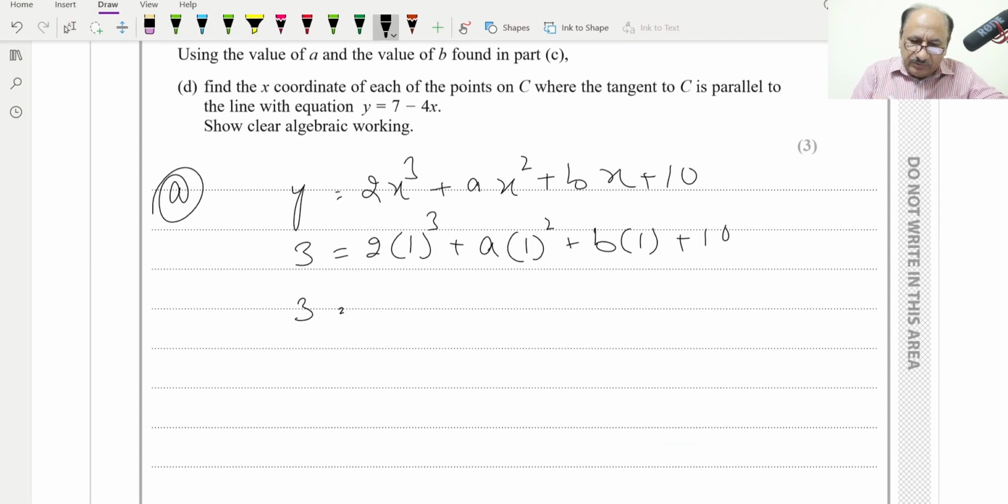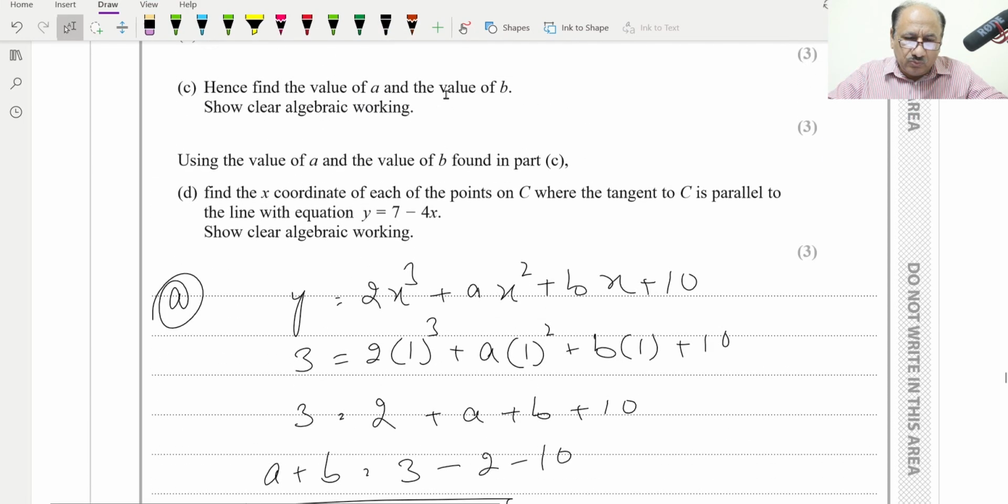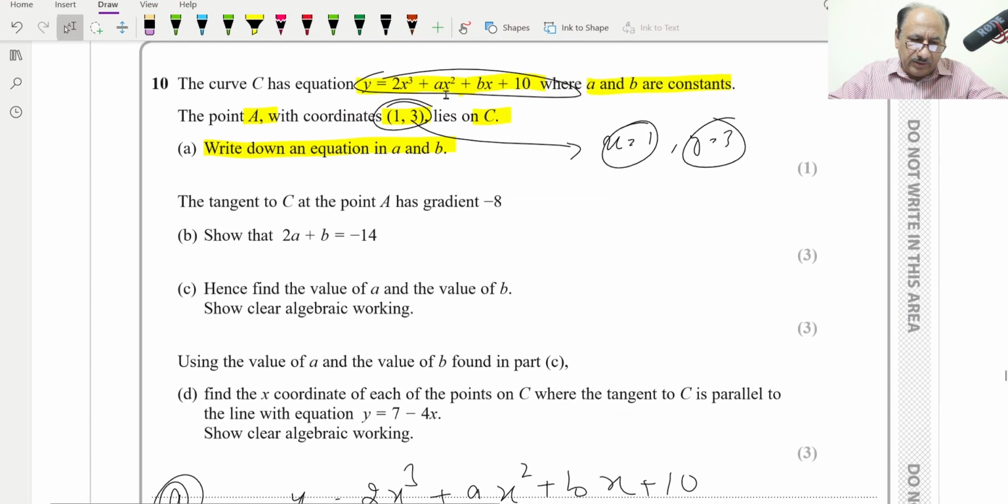So we can write 3 equals 2 plus a plus b plus 10. So a plus b is equal to 3 minus 2 minus 10, which is 3 minus 12. So a plus b is equal to minus 9. This is what was required for part a: write down an equation in a and b, which we have done.